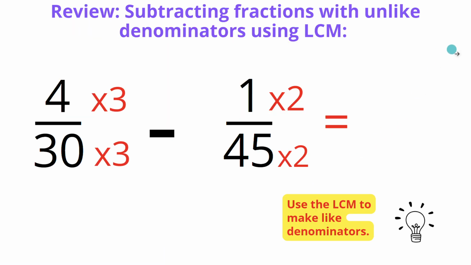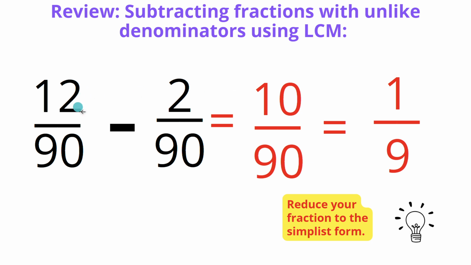That's how I use factor trees with prime numbers to find an LCM, a multiple that 30 and 45 both come into. Now I work to make equivalent fractions, just like we've done. 30 times 3 makes 90, so 4 times 3 makes 12. 45 times 2 makes 90, so 1 times 2 makes 2. And I'm going to get 12 90ths minus 2 90ths. 12 minus 2 is 10. 90 stays the same. And that reduces or simplifies to 1/9.